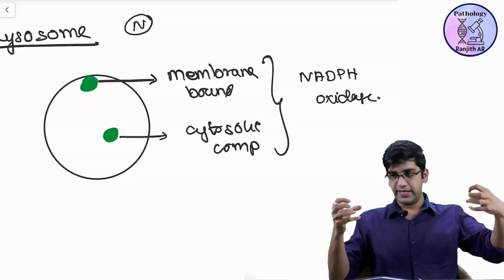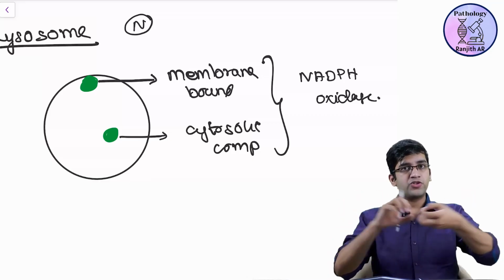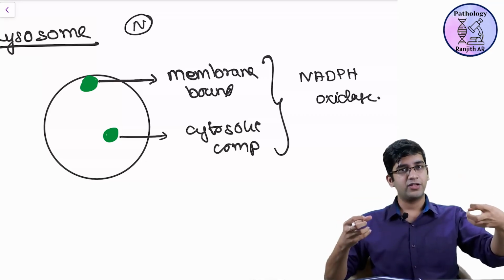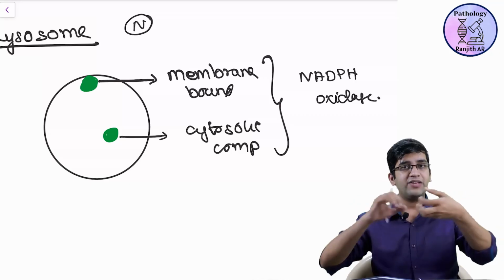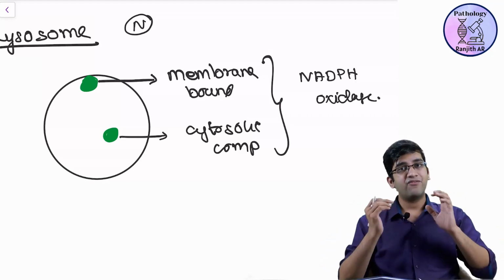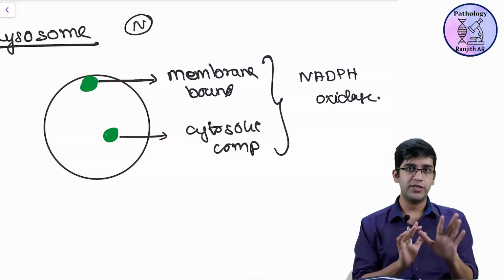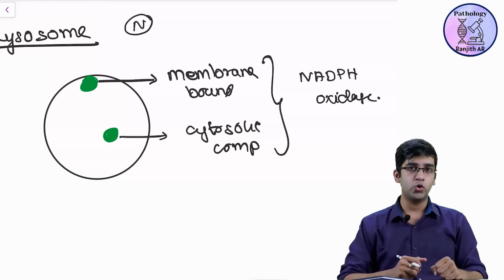I have kept it separate so that my normal lysosome does not get digested. I've kept it separate and they are inactive. They'll become active only when they bind with each other. And when will the binding happen? When the phagosome and lysosome fuse. Clear? This is normal. I want you to know it.